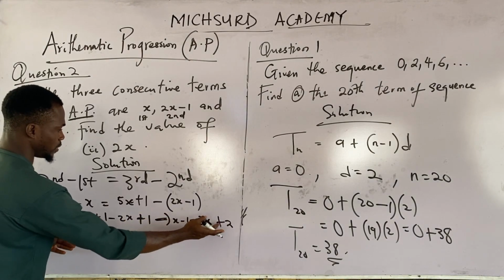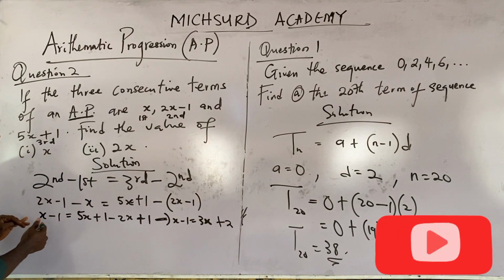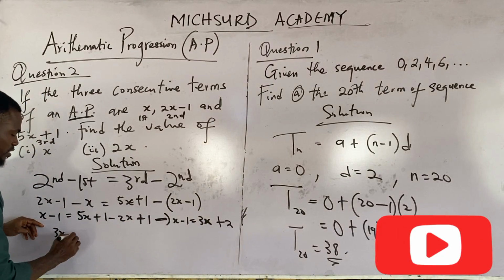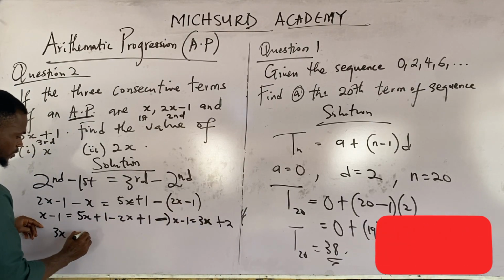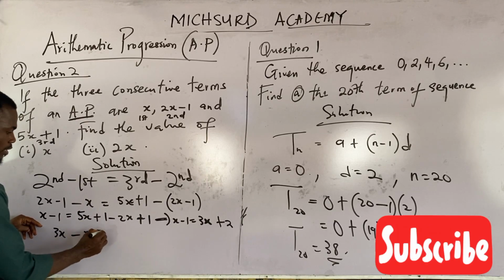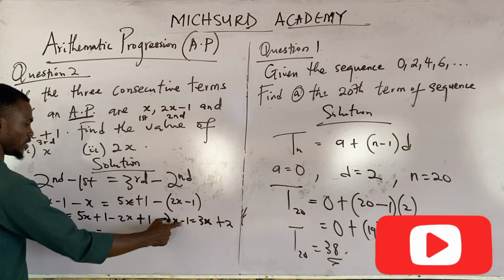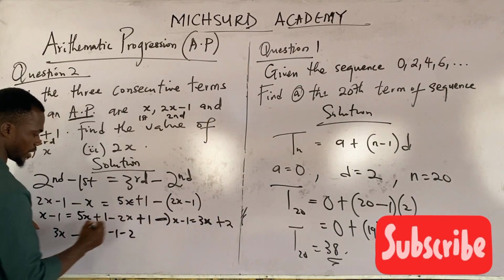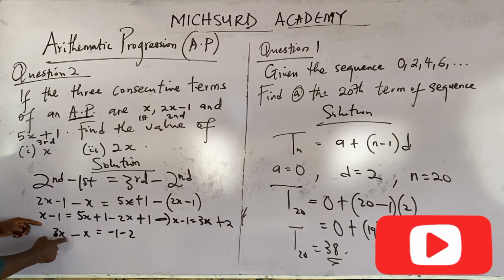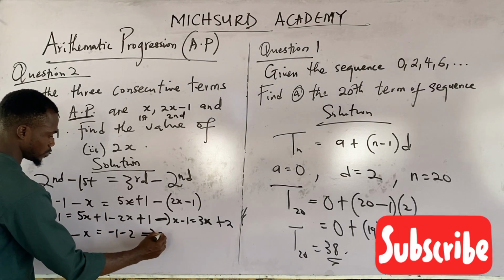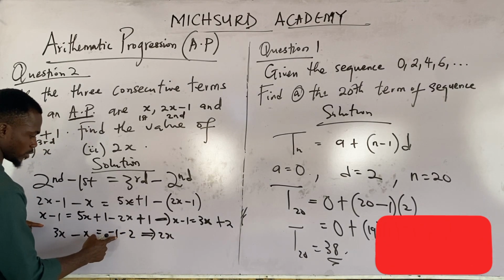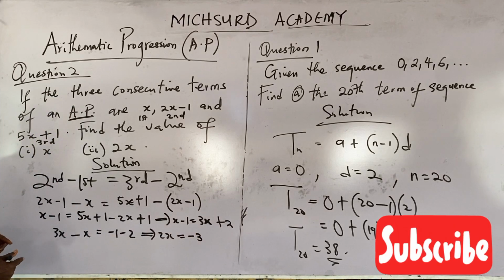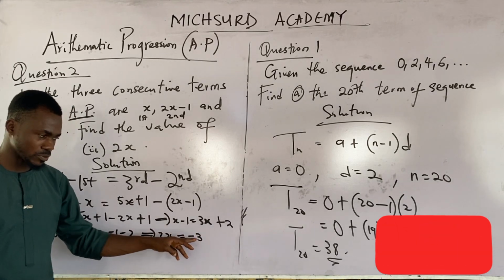Let the x terms go over to this place, and the ones without x move over to this side. So here we are going to have 3x here. We move x over to this place, so we have minus x. Then equal to, what we have left here is minus 1, and we move 2 over to this place, so we have minus 2. So 3x minus x will give us 2x, and minus 1 minus 2 will give us minus 3. So that means our 2x is equal to minus 3.